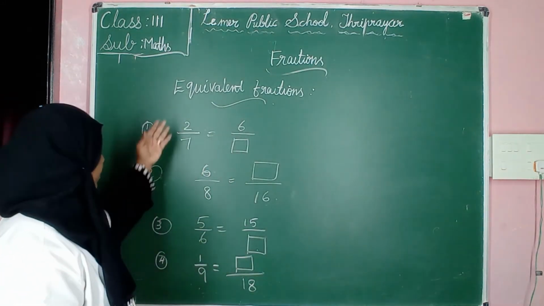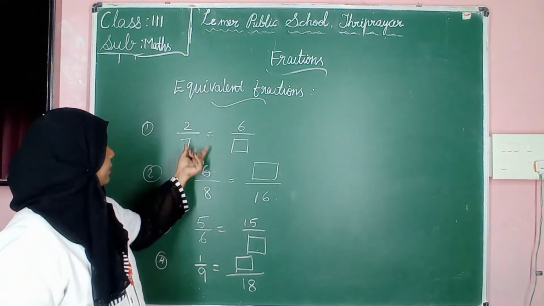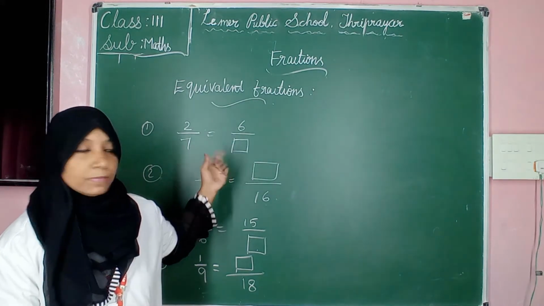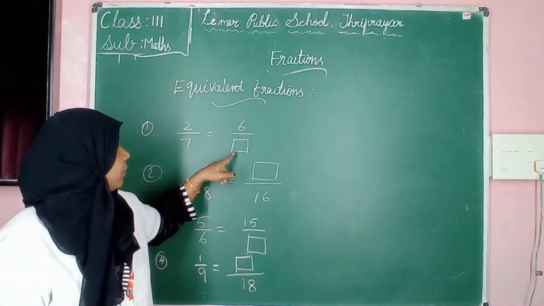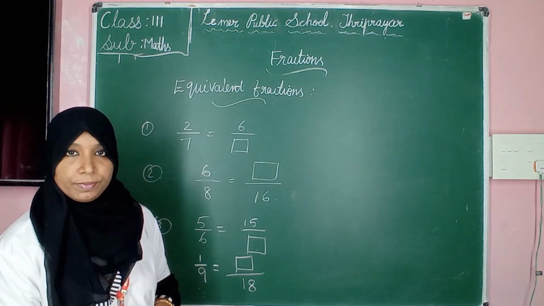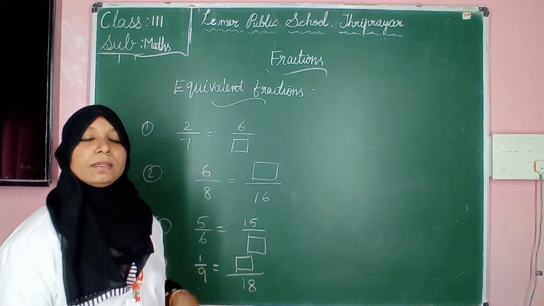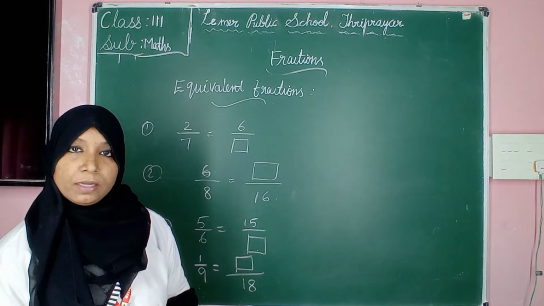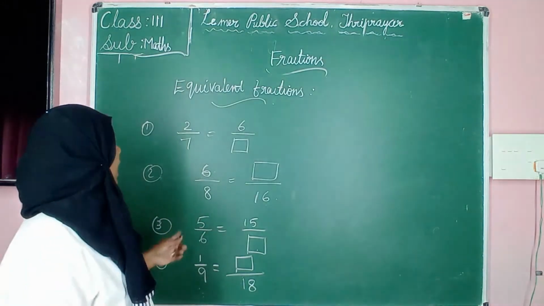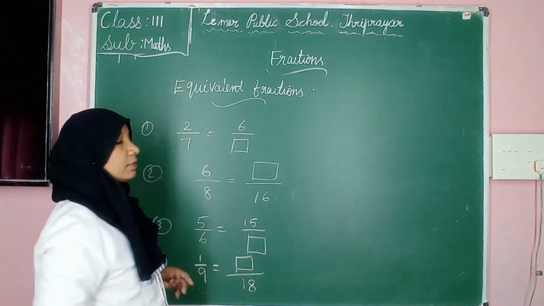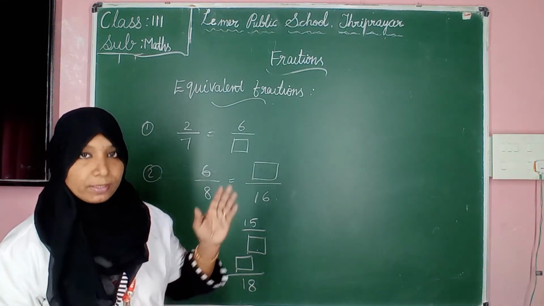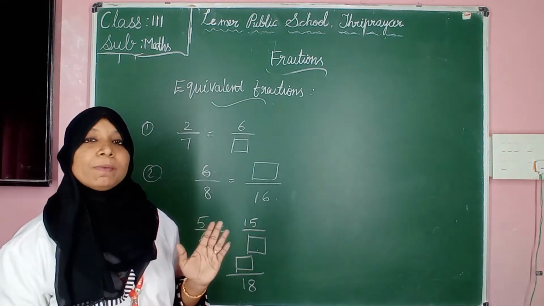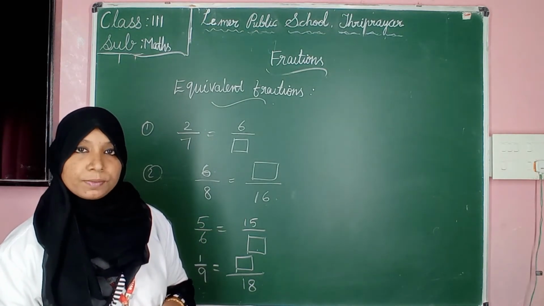Children, this is another type of question. Here the given 2 fractions are equal. These 2 fractions are equivalent fractions, but one denominator is missing. How do we find the second denominator? First you check how 2 becomes 6, or multiplied by what. Which number do we multiply by 2 to get 6? The same number we multiply the denominator by also.